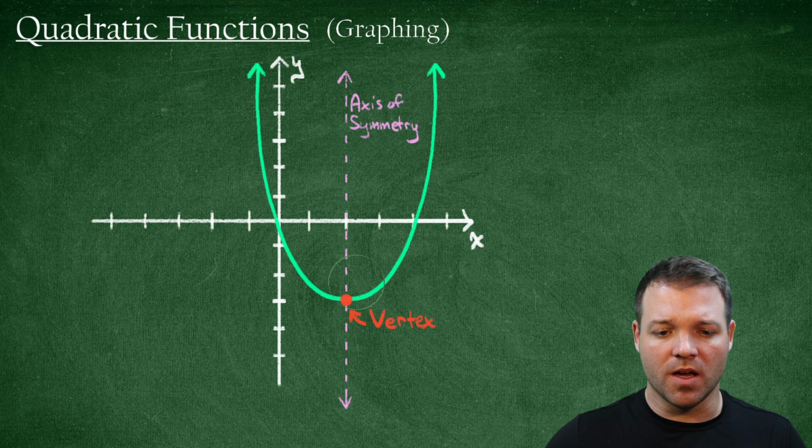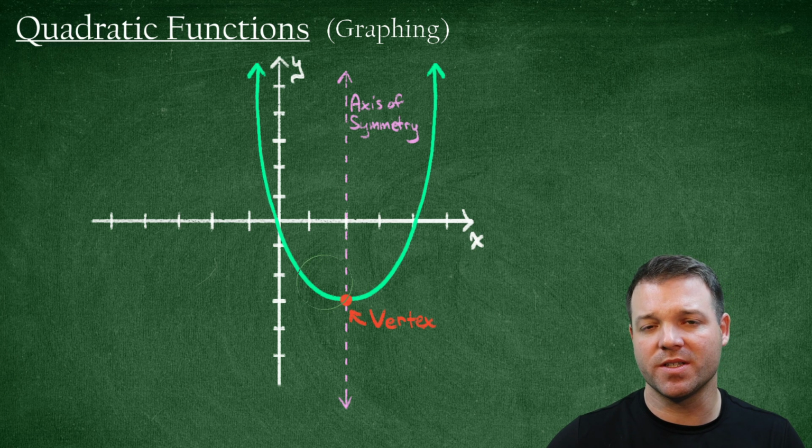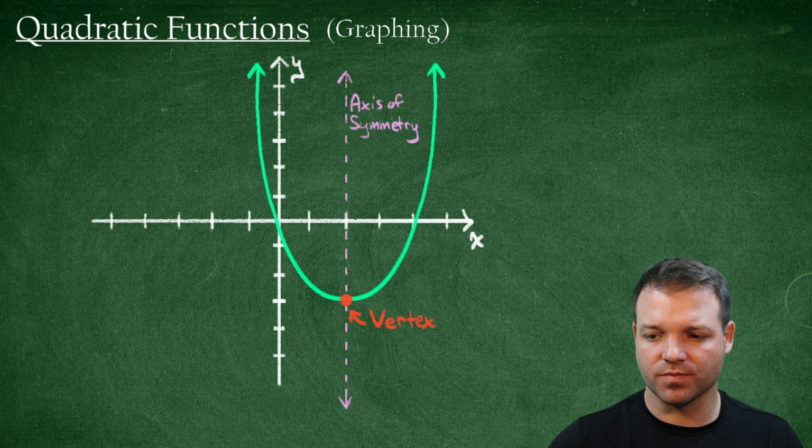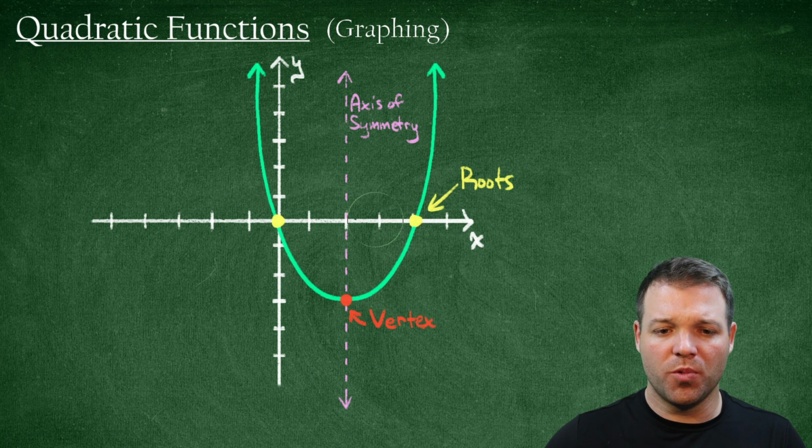Also, the most important point on the parabola is called the vertex, which is where the axis of symmetry intersects the parabola. It is always going to be at the lowest point of the parabola, or if this was pointed downwards, then it would be at the highest point. The points where the parabola crosses or intersects the x-axis are called its roots.